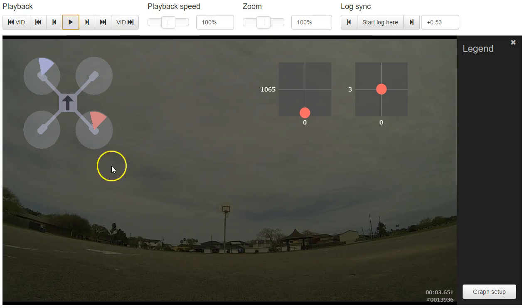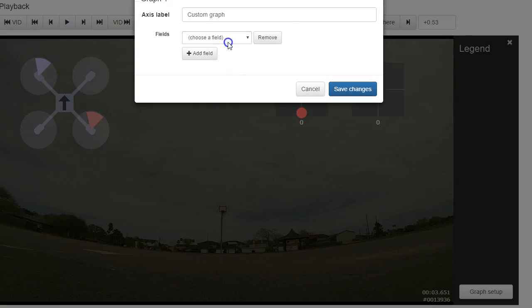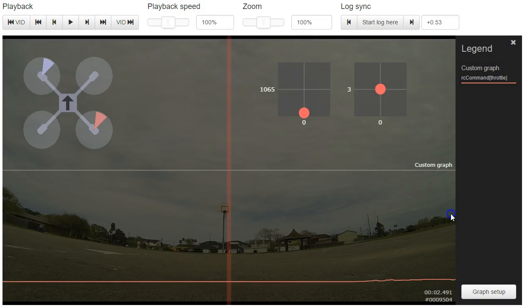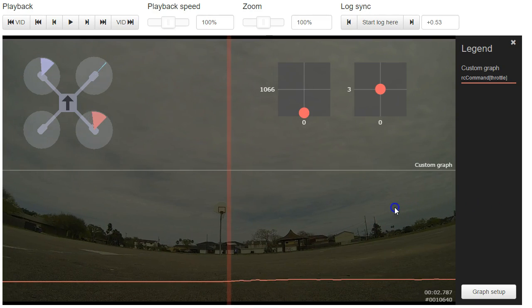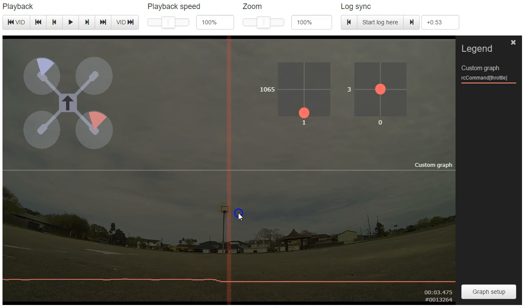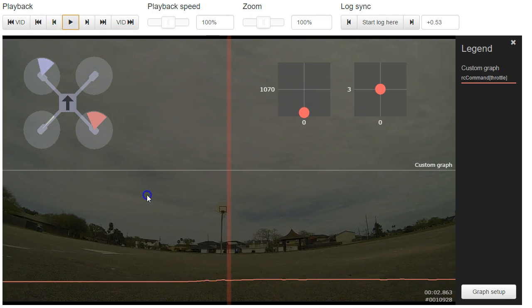You say it's a throttle twitch, but let's analyze that a little better. First of all, let's look at RC command throttle. Did the throttle move at the moment when that twitch happened? The throttle did move slightly. It does look like you bumped the stick a little and then returned it back to the bottom. Let's just check that again. Yeah, the moment when it starts to move is the moment where you raise the throttle just slightly.